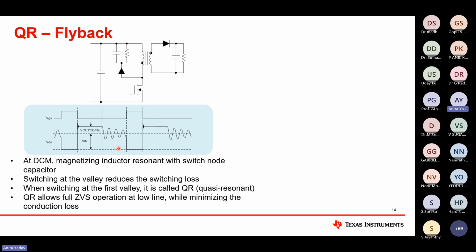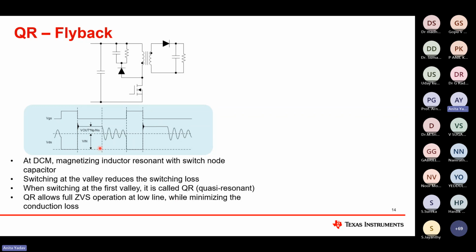Thus it helps to reduce the switching losses, as there is a trade-off between the peak current and variable switching frequency. So it also reduces the conduction losses. Thus, the QR flyback helps to achieve a higher efficiency.